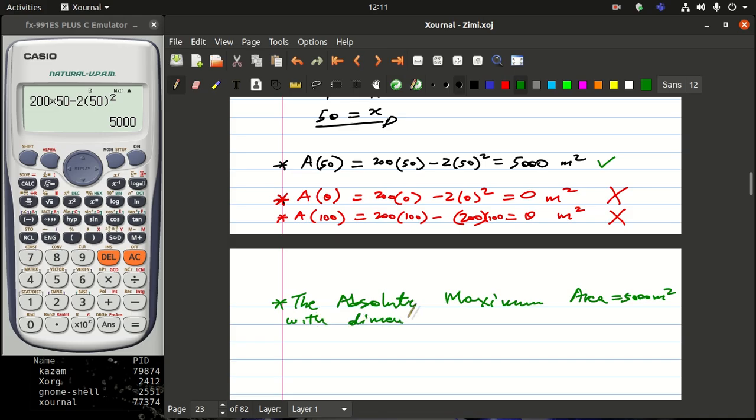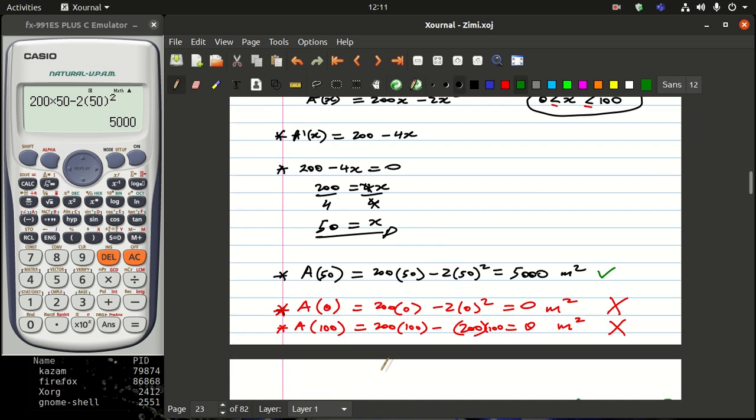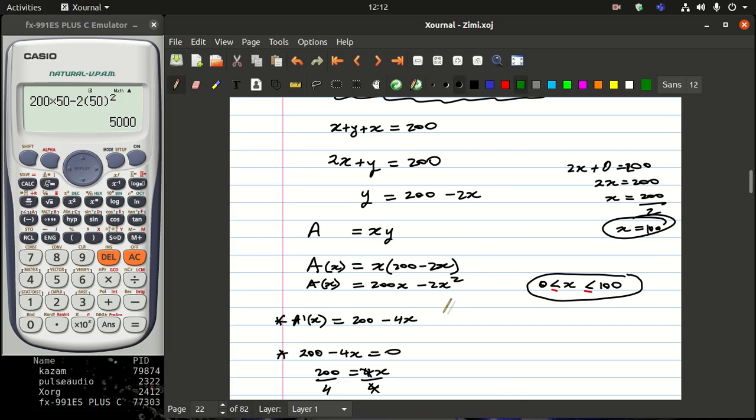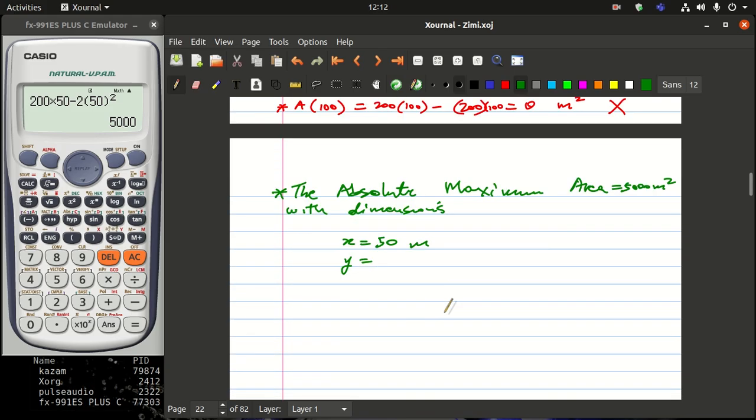And with dimensions: our x is the value that is giving us the largest area, so we have 50 meters, and our y is going to be, what is our y? y is equal to 200 minus 2x, and our x we know now is 50. 2 times 50 is 100, so 200 minus 100 is 100 meters.